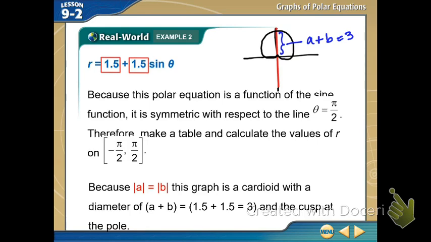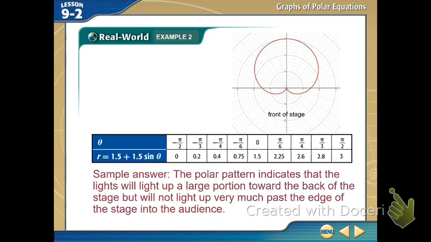Okay, so that's what I think it's going to look like when I graph. If I plot a handful of points between negative pi over 2 and pi over 2, so remember, I only have to graph between here and here because everything else is going to reflect over, I get exactly what I expected to see, right? I get that the cusp is at the pole, and I also get that I have a diameter of 3.